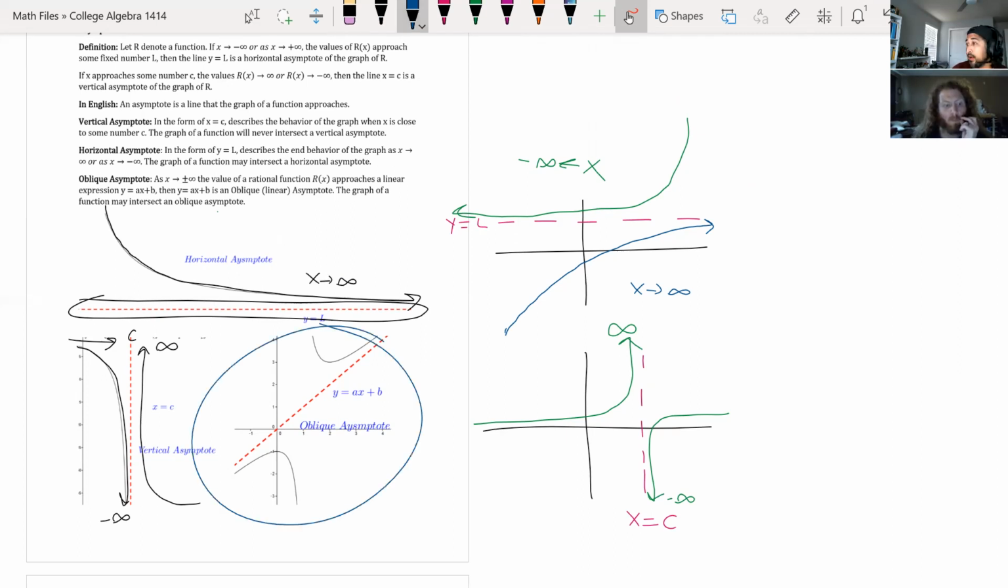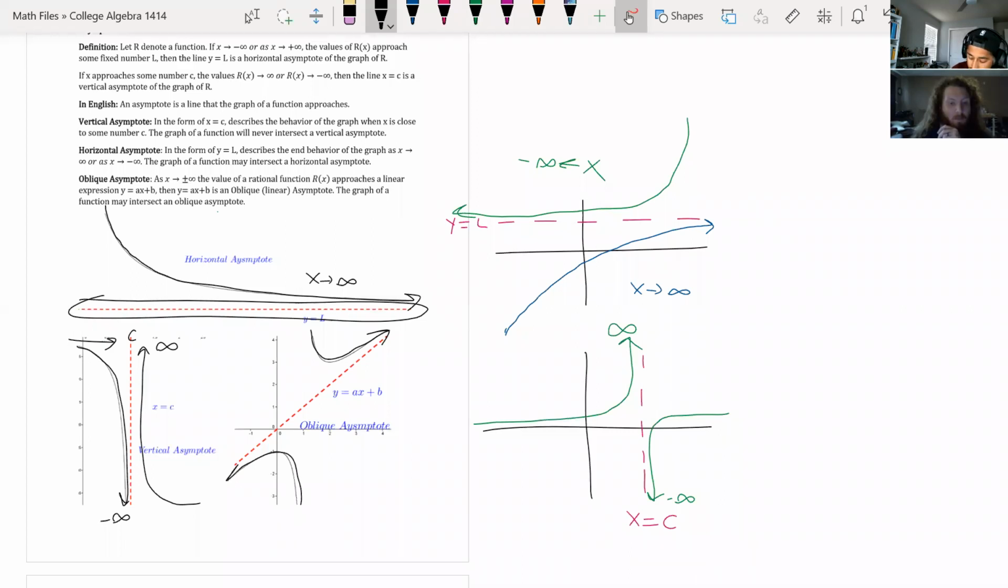So the picture down below is just perfect. The red line is my oblique or linear asymptote. And we see that as our function approaches positive or negative infinity, we get closer to that linear or oblique asymptote, but may never touch it. So same thing over here. Okay, so horizontal and obliques, you can possibly intersect. Vertical asymptotes, you can never intersect. So that's the definition of asymptotes. Any questions on this page?